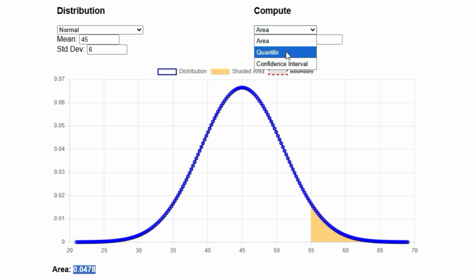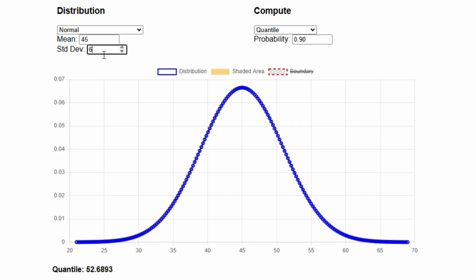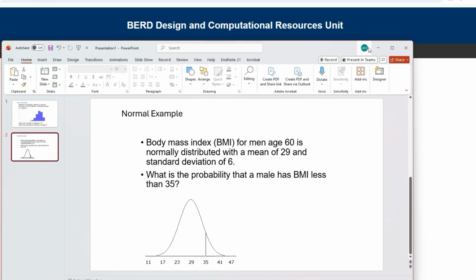Similarly, I can find the 90th percentile from this normal distribution with mean 45 and standard deviation 6 simply by asking for a probability of 0.9 with the quantile option specified. That red line confirms that this is where 90% of the area is below it. That's what I wanted. And that value is 52.689.